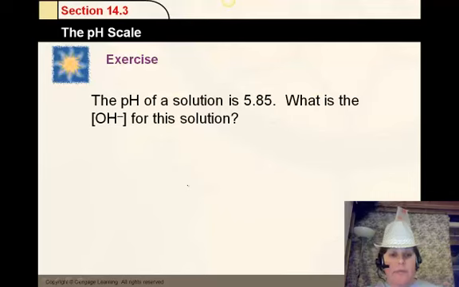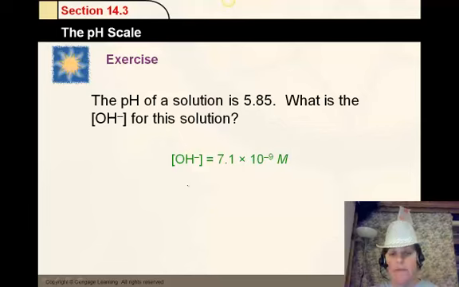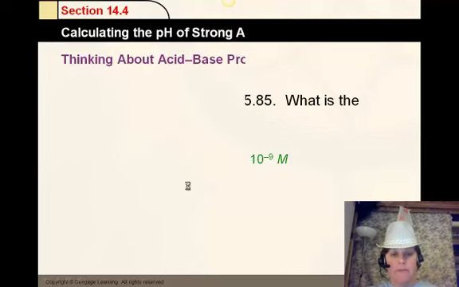Another question: the pH of a solution is 5.85. Sounds familiar, I think we just did this. What is the OH concentration for this solution? This is pretty easy. You could get the hydrogen ion concentration and use Kw, or you could get the pOH and then put that as 10 to the negative pOH, and when you work it all out, you get 7.1 times 10 to the negative 9. Very easy, very straightforward kinds of questions.